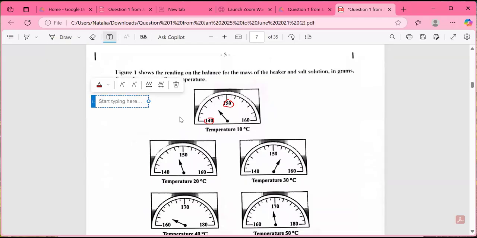Going up by what, class? From 150 to 140, what's the difference? 10. We're going up by 10, and we're going to count the number of spaces. So 10 degrees Celsius. Start at 140. So this is 0, 1, 2, 3, 4, 5, 6, 7, 8, 9, 10. So we're going up by 1 gram.